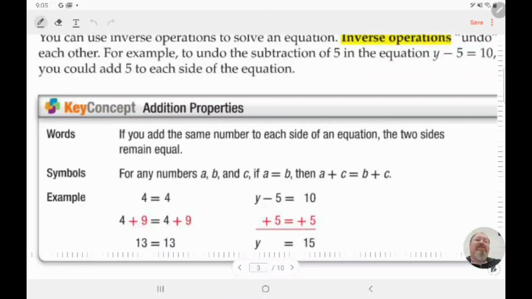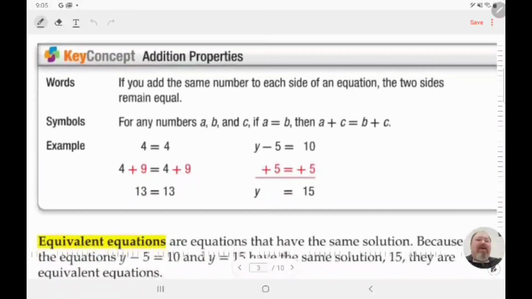So you can use inverse operations to solve an equation. Inverse operations undo each other. For example, to undo the subtraction of 5 in the equation y minus 5 equals 10, you could add 5 to each side of the equation. So let's take a look at what that looks like.